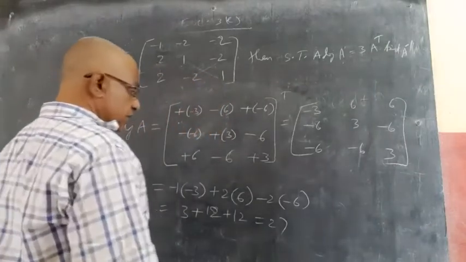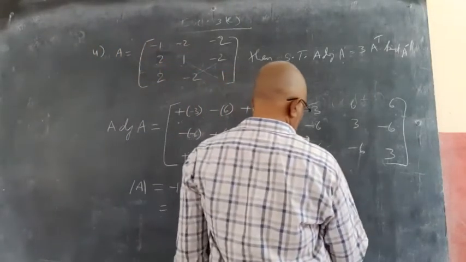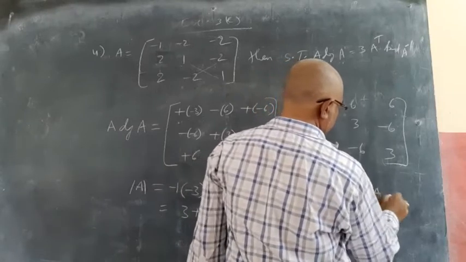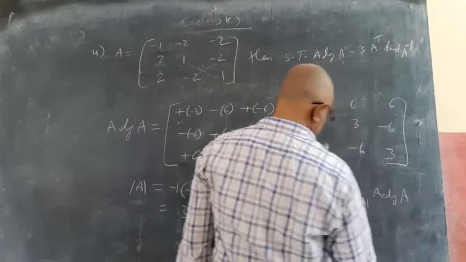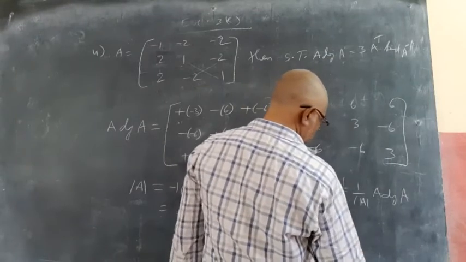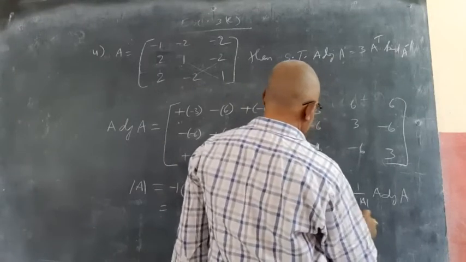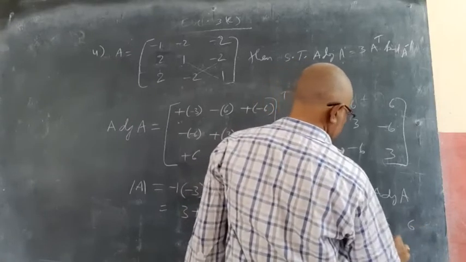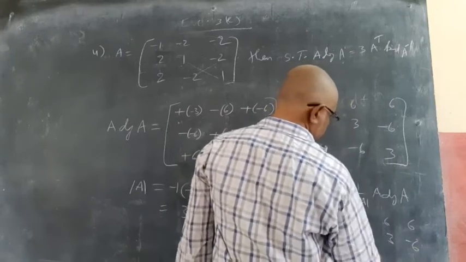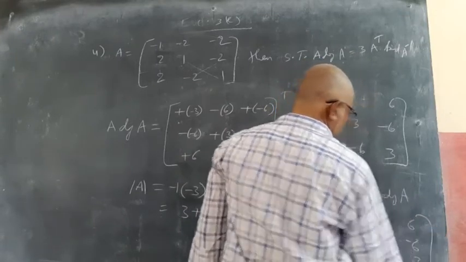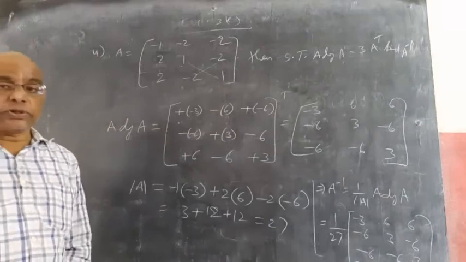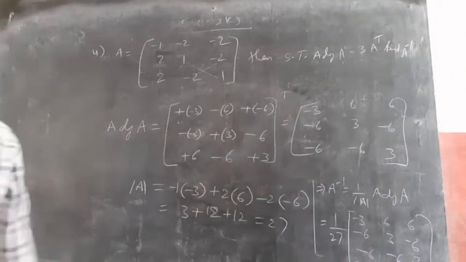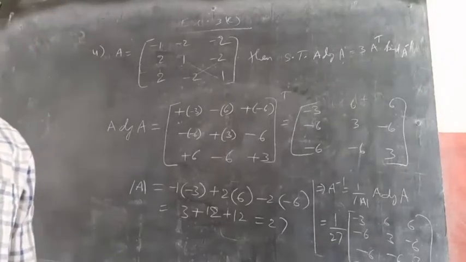So A inverse equal to 1 by det A into adjoint A, equal to 1 by 27 into its adjoint A. Minus 3, 6, 6, minus 6, 3, minus 6, minus 6, minus 6 gives you A inverse. This is how we will find A inverse and adjoint A.